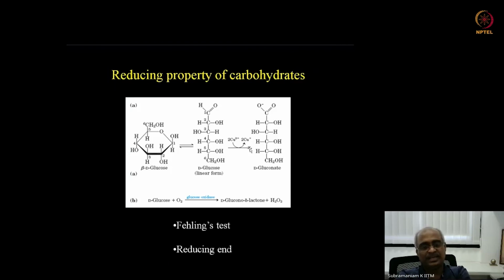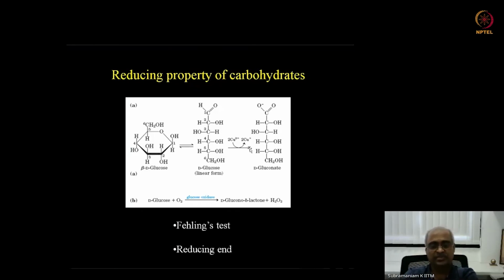So it's standardized, ready-made thing available, and they will do it, and they will find the solution itself will be blue. If it is greenish, means they are okay, but if it is reddish brown, then the sugar level is high. But nowadays we don't do that.